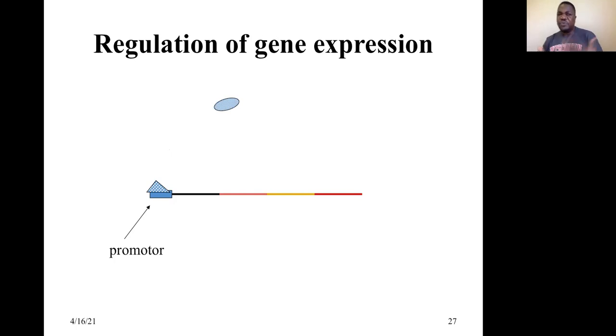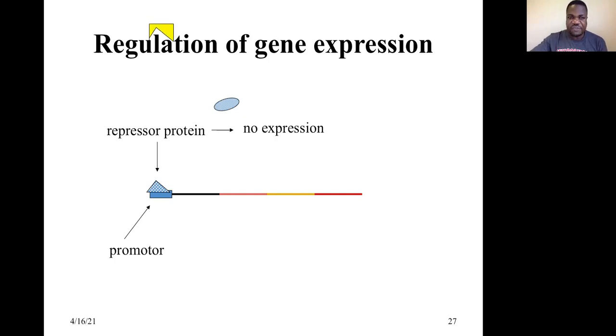So in the lab, we can monitor and regulate gene expression, okay? We can try to put something on the promoter to prevent gene expression from happening. So even if the RNA polymerase comes, it cannot attach. Okay, so we can regulate that. What we put on the promoter to prevent expression is called a repressor protein. Okay, it's a repressor protein. So there is no expression of the gene.